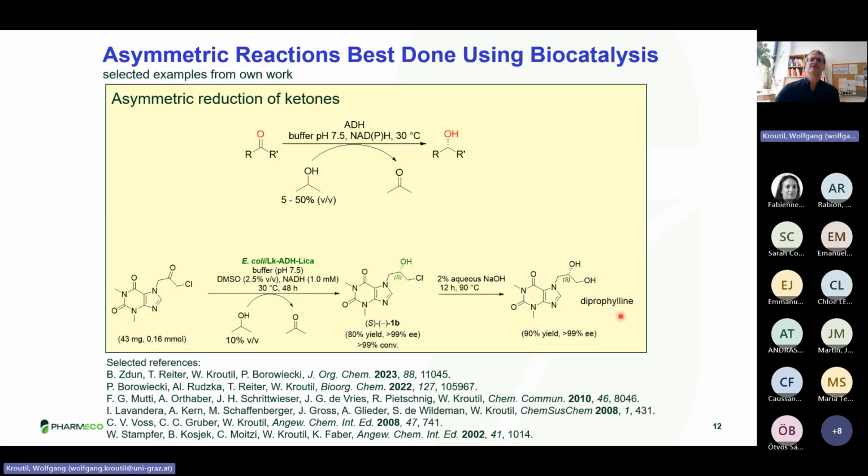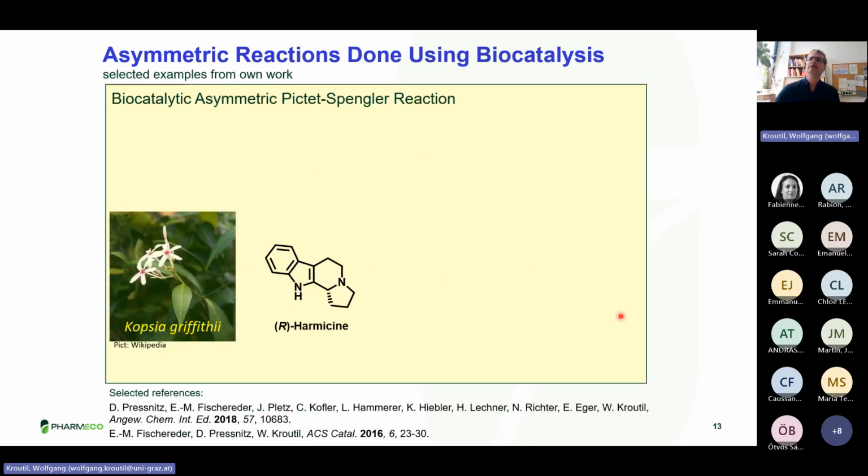But going away from those two very common, already used reactions, I want to show you a reaction which is also possible with enzymes. When we look at this product here, L-harmicine, which was isolated from this plant, L-harmicine is known to have anti-Leishmanial activity. When we looked at this compound, we got intrigued that we may set up this 6-membered ring with the chiral center with the Pictet-Spengler reaction.